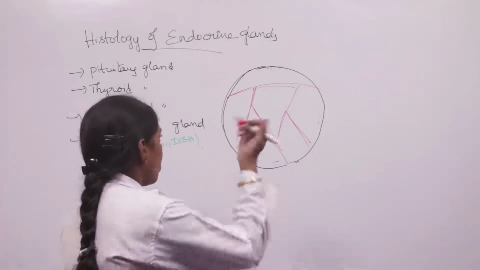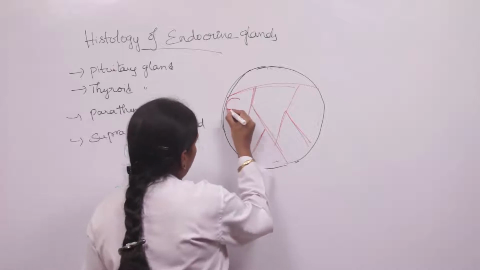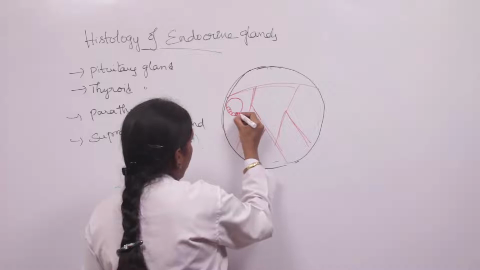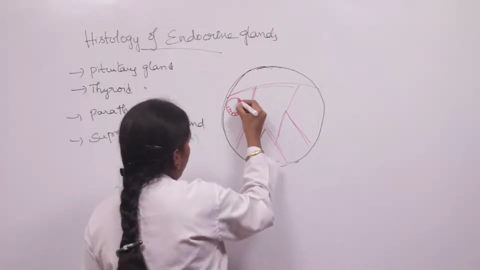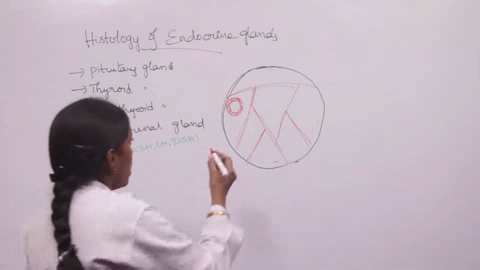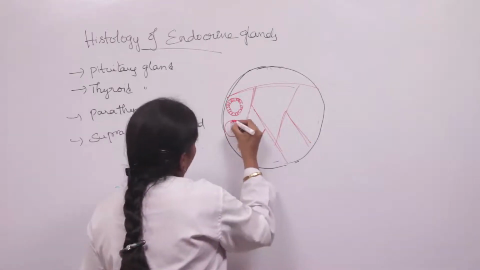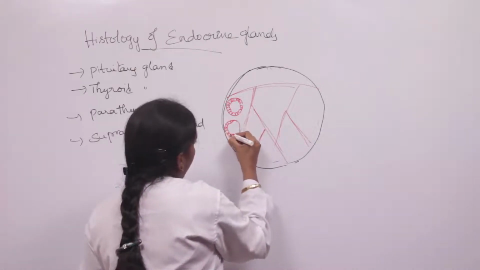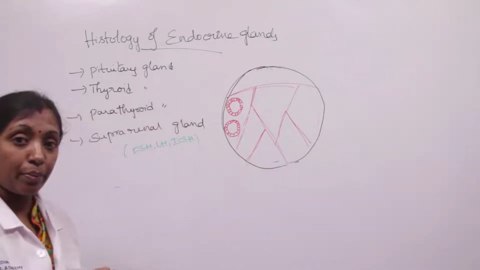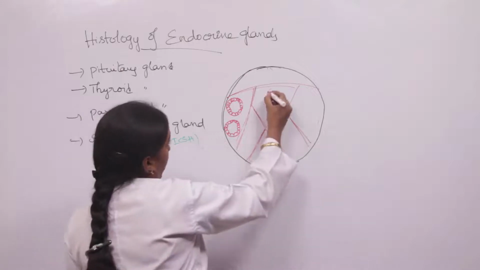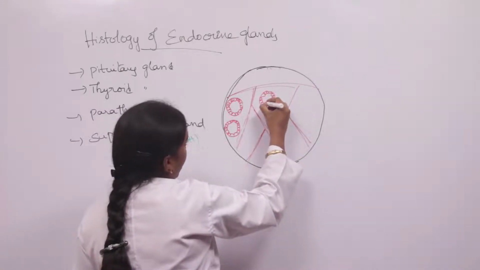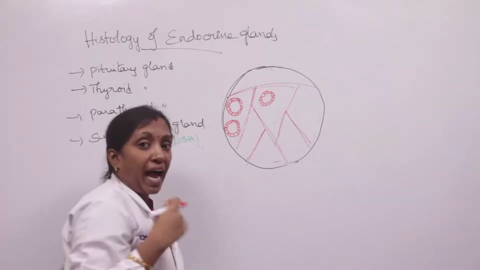So what is the structure of a thyroid follicle? The thyroid follicles are lined by cuboidal epithelium. The epithelium may vary depending upon the activity of the gland.